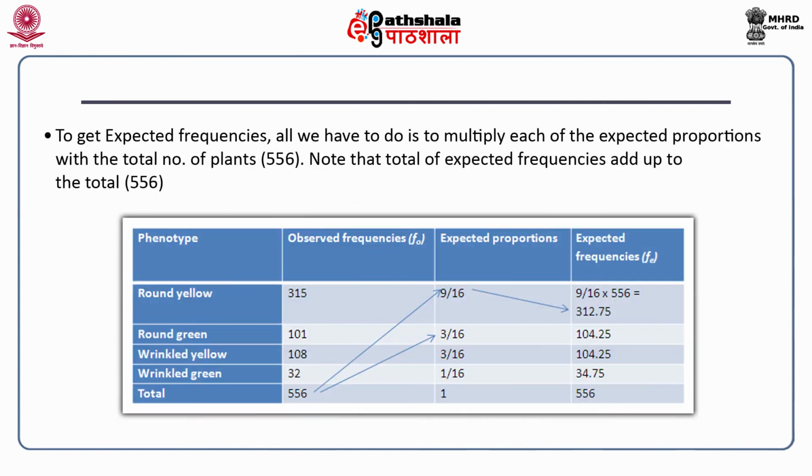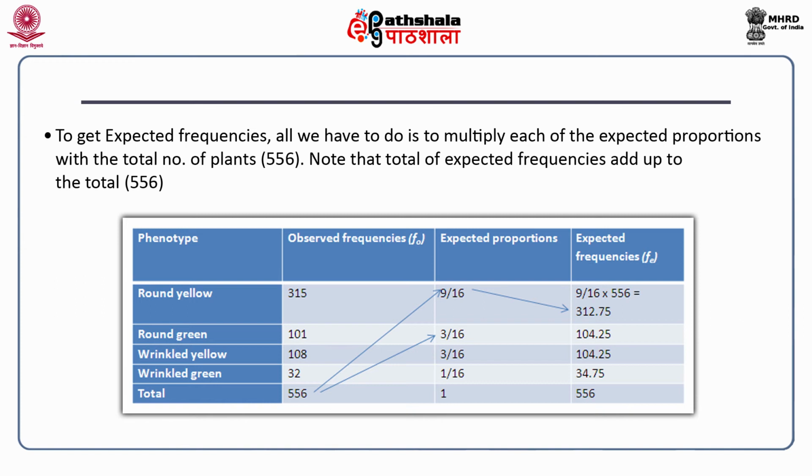So now the next step is that each of these expected proportions you have to multiply with the total number of observations, the n, that is 556 seeds that Gregor Mendel observed in his famous experiment. So 556 multiplied by 9 by 16 is equal to 312.75. That way you will have to calculate the expected frequency for the rest of the cells. Note that the total expected frequencies add up to the total, of course, that is 556.